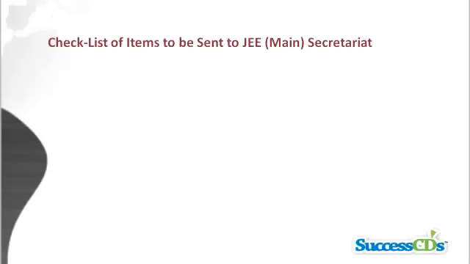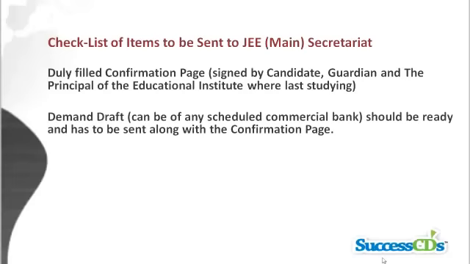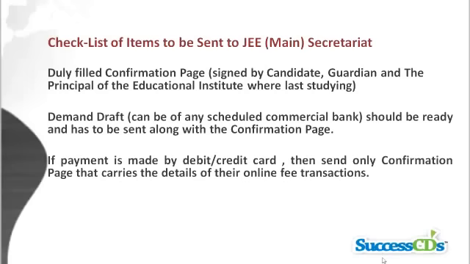Here is a checklist of items to be sent to JEE Main Secretariat. Duly filled confirmation page, signed by the candidate, guardian and the principal of the educational institute where last studying. Demand draft can be of any scheduled commercial bank, should be ready and has to be sent along with the confirmation page. And payment if made by debit or credit card, send only the confirmation page that carries the details of the payment transactions.